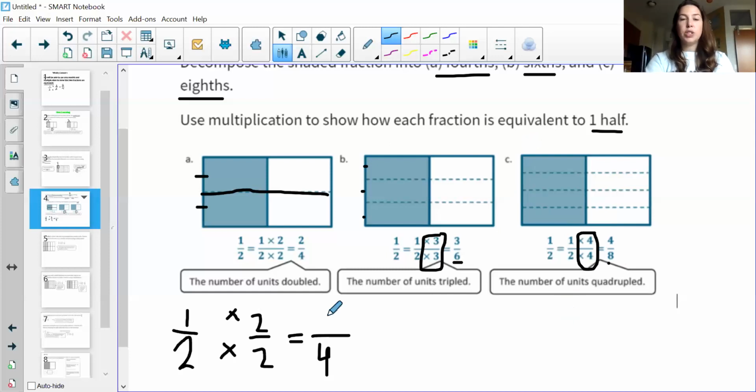All right, and in each one, the number of units is multiplied. Here the number of units is doubled: we started with 2 units, then we got 4 units. Here, the number of units is tripled. We started with 2 units and we got 6 units because we multiplied times 3. And here the number of units is quadrupled. We started with 2 and we ended up with 8, quadrupled because we multiplied times 4.